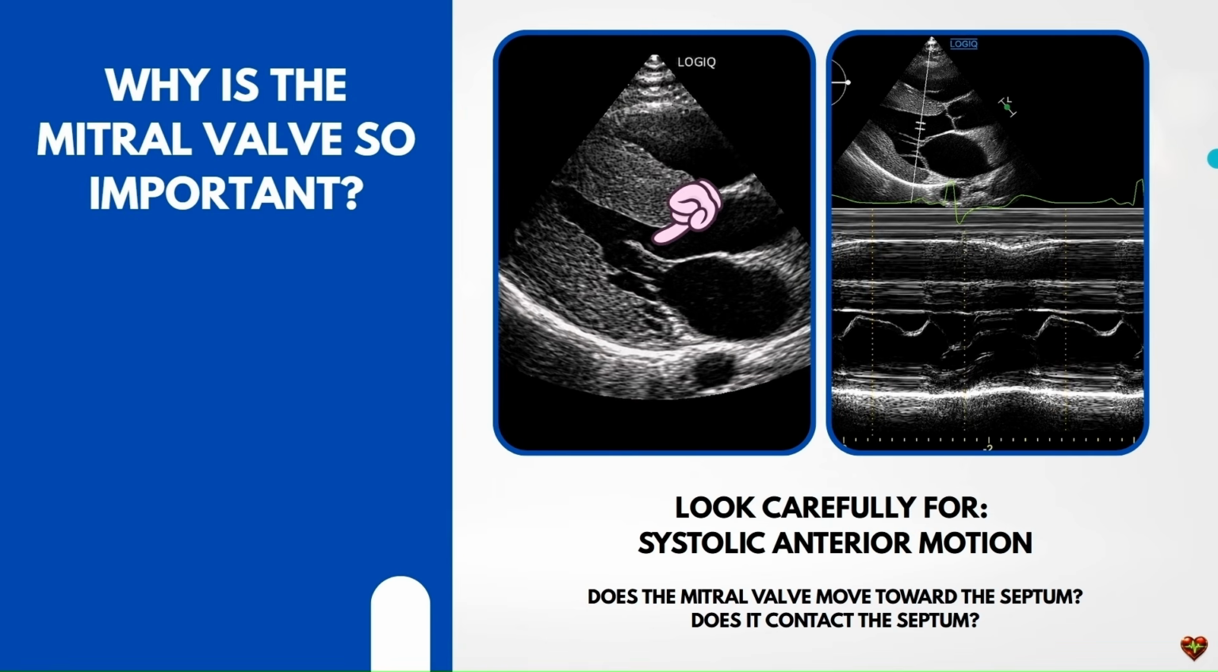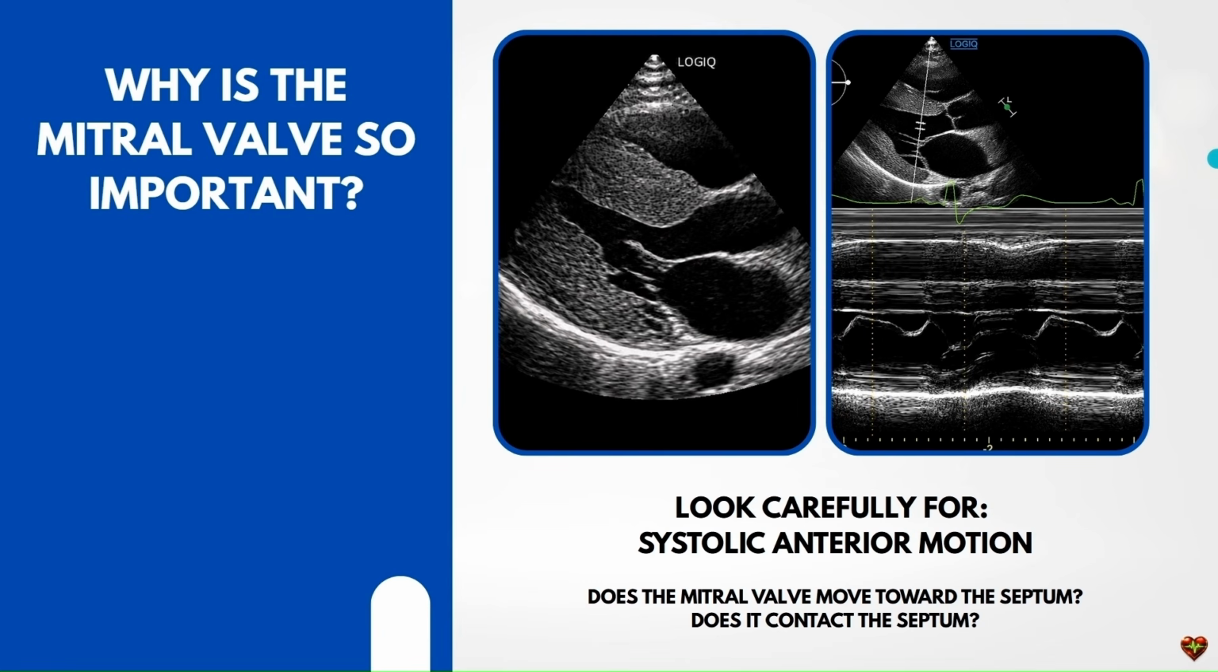Watch the anterior leaflet carefully. Does it move towards the septum? Use M mode if necessary. Does it actually touch the septum? If the answer is yes, you've likely identified the mechanism responsible for the obstruction. Once SAM is present, your next step becomes obvious.